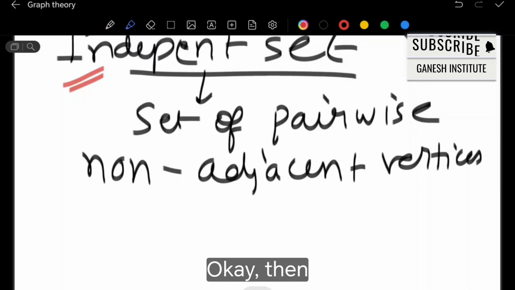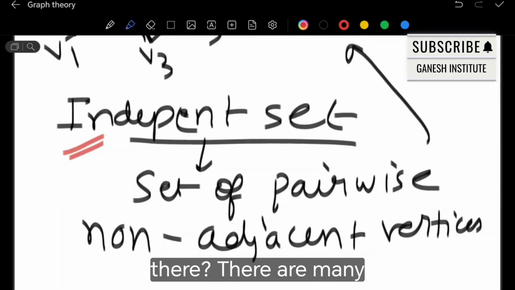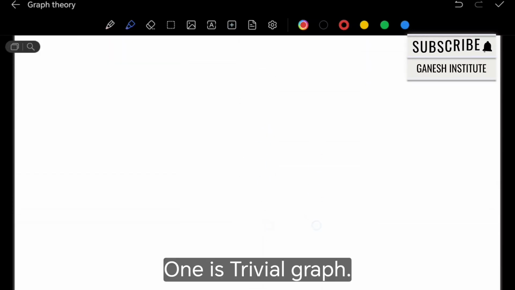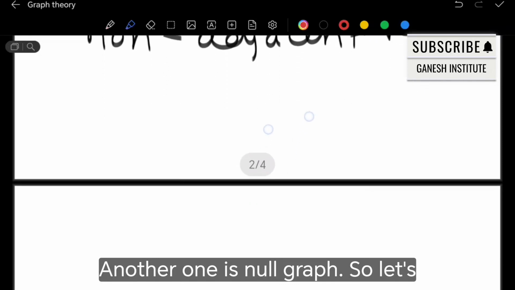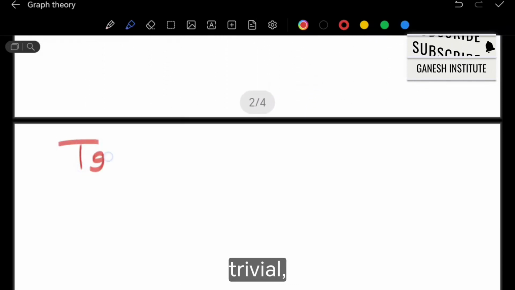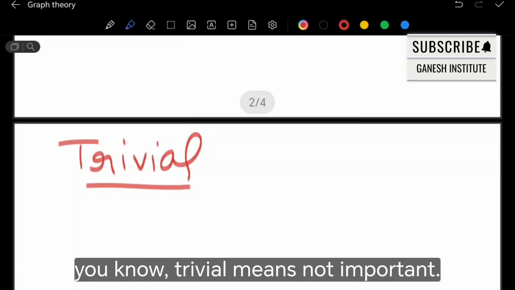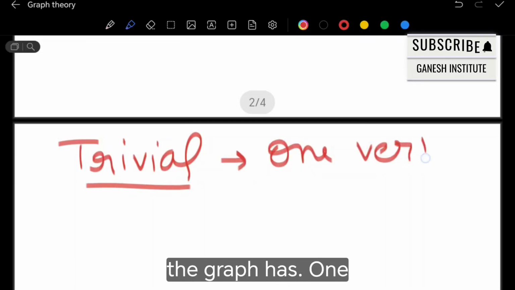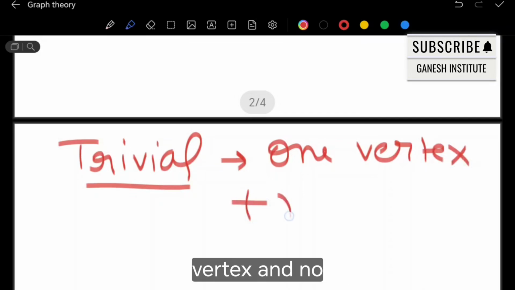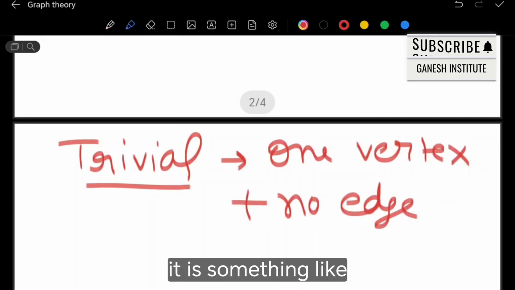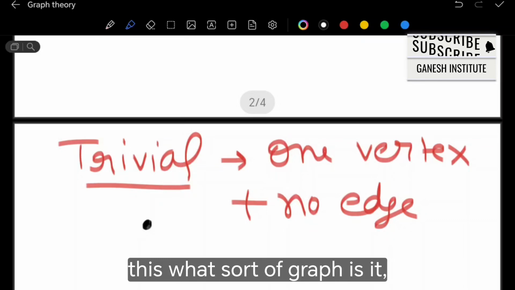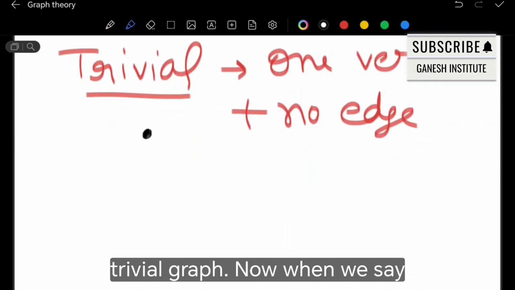Okay. Then how many types of graph are there? There are many graphs. For example, one is the trivial graph, another one is the null graph. So let's see. When we say trivial, trivial means not important. So here we have one vertex. The graph has one vertex and no edge at all. It is something like this one. This is a vertex and there is no edge. So we are calling it a trivial graph.